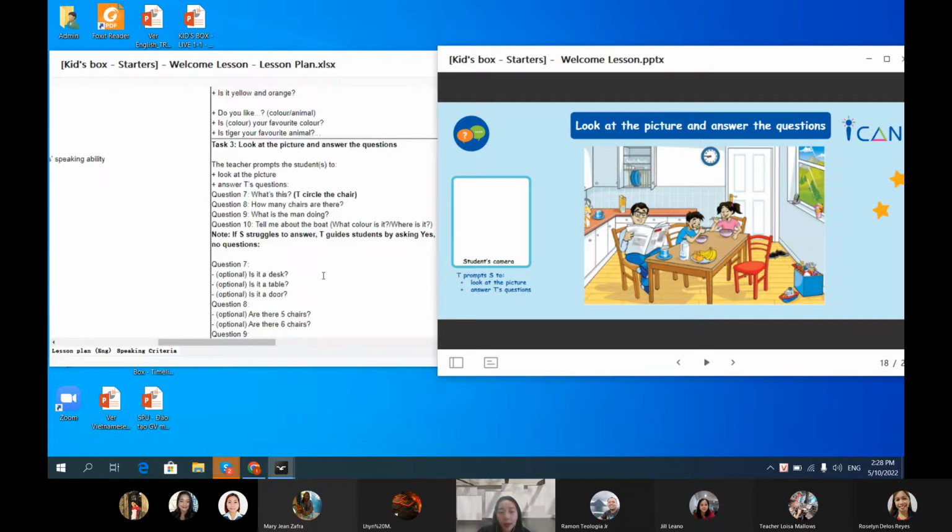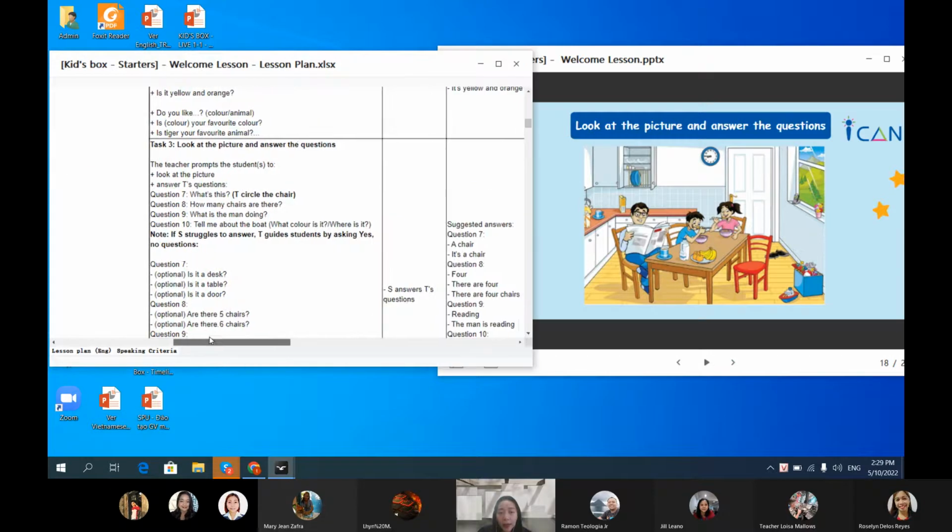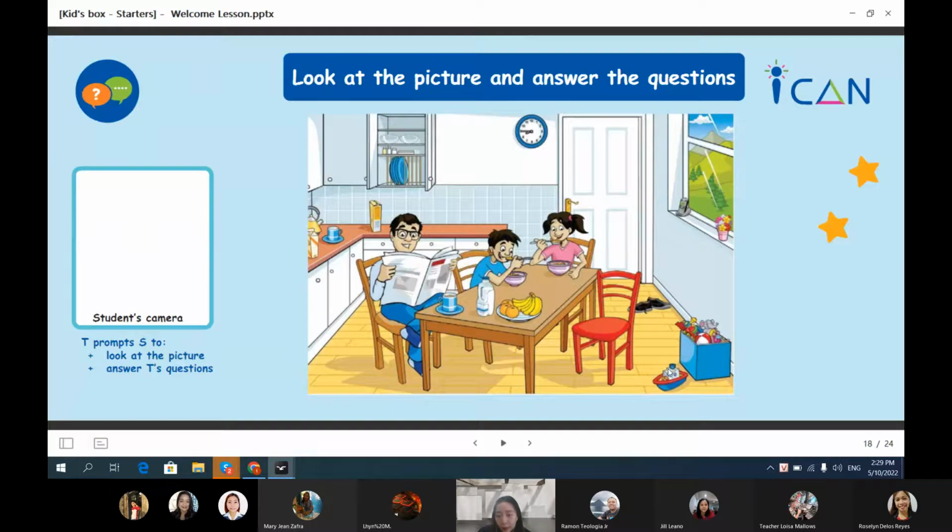And on the next slide, we have questions 7 to 10. In this slide, what do you have to do? You have to circle the chair, for example, the red chair right here. You circle it and ask the student, what is this? And ask how many chairs are there in the room? And what is the man doing here? Okay, and tell me about the boat, what color is it and why. If it is too small to see, I will zoom in. For example, this is the boat.